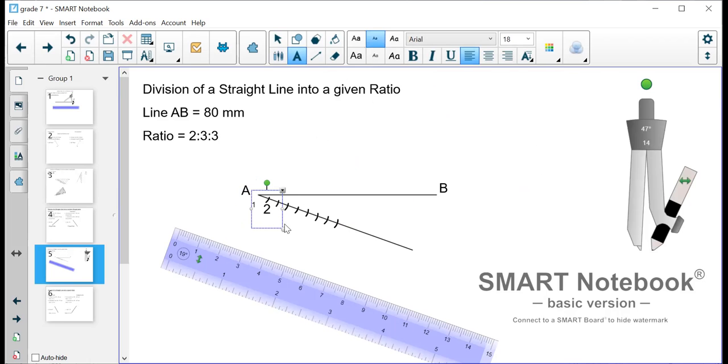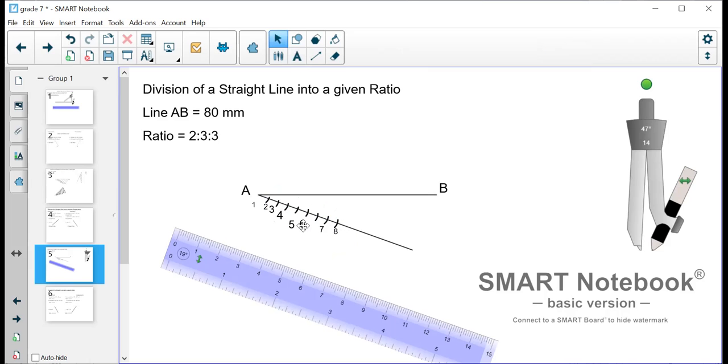1, 2, 3, 4, 5, 6, 7, 8. Good. So that took a little time. So we just ensure that we number them.